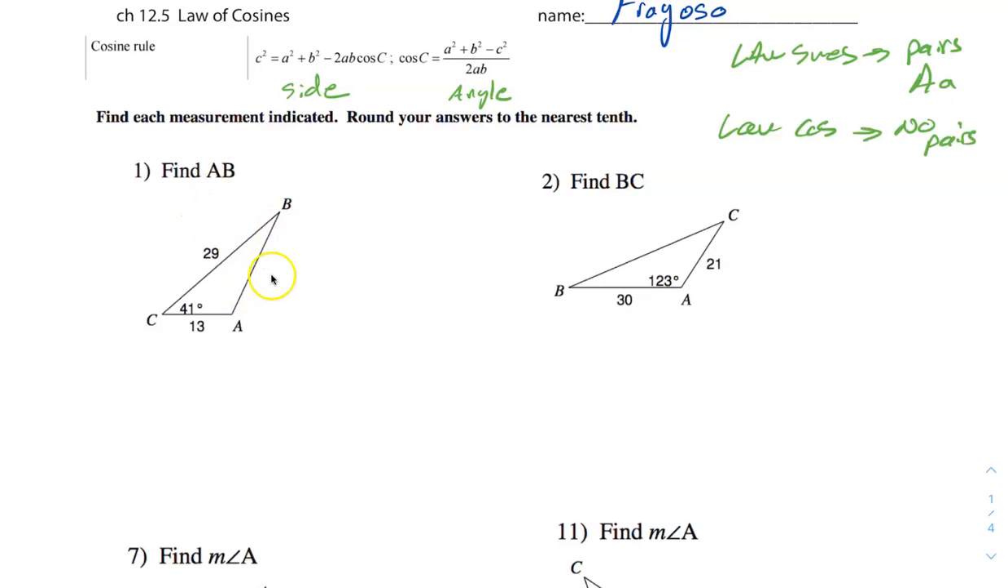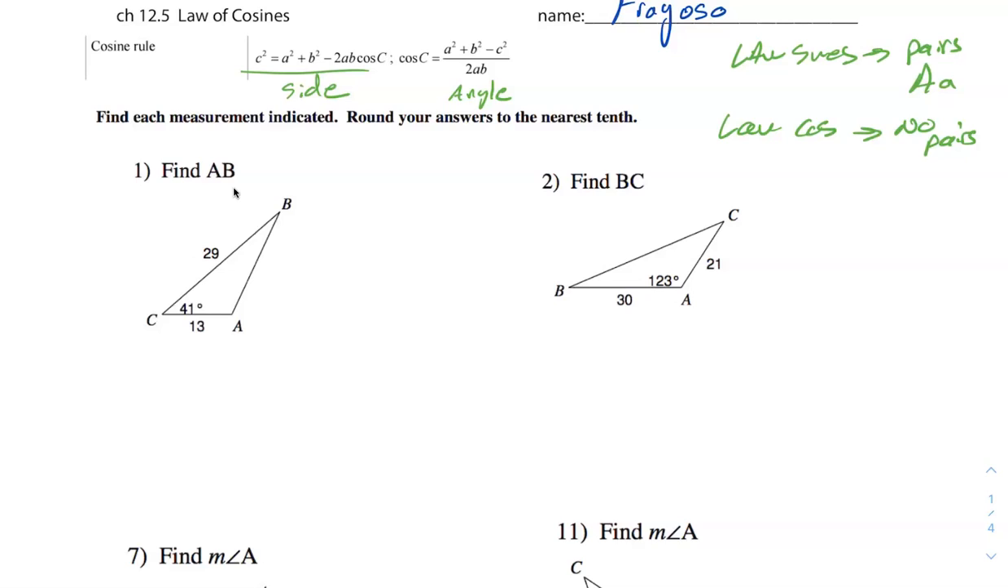So if you look right here, I want to find AB. I have no pairs. I don't have angle A, but I have side A. I have angle C, but no side C. And I have side B, but no angle B. So when you have no pairs, law of cosines is the way to go. And we're looking for a side, so we'll use this formula.